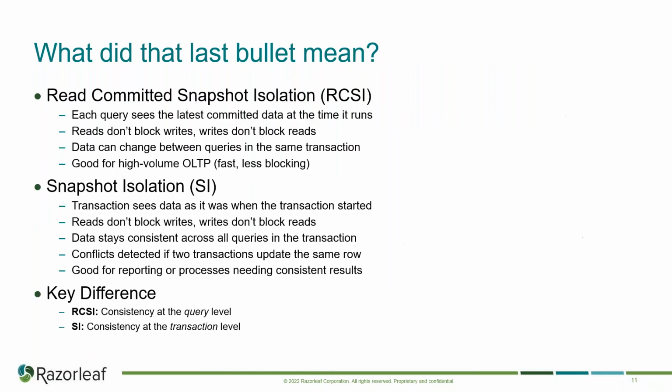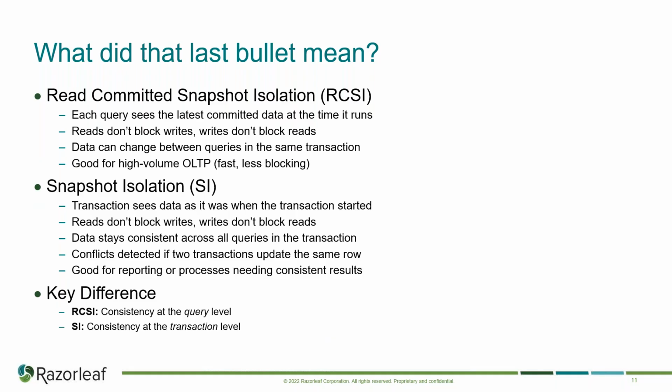So for those of you that aren't super familiar with SQL database management, I don't claim to be an expert myself, but just to give you a quick rundown, what this really means is, when we're looking at the new enabled property, each query is now going to see the latest committed data at the time it runs. Reads aren't going to block writes, writes aren't going to block reads. And in this case, data can change between queries of the same transaction. So in a system like Aras, where it's a multi-user environment, there could be multiple users updating data at the same time. It's really good at supporting that high volume of traffic.